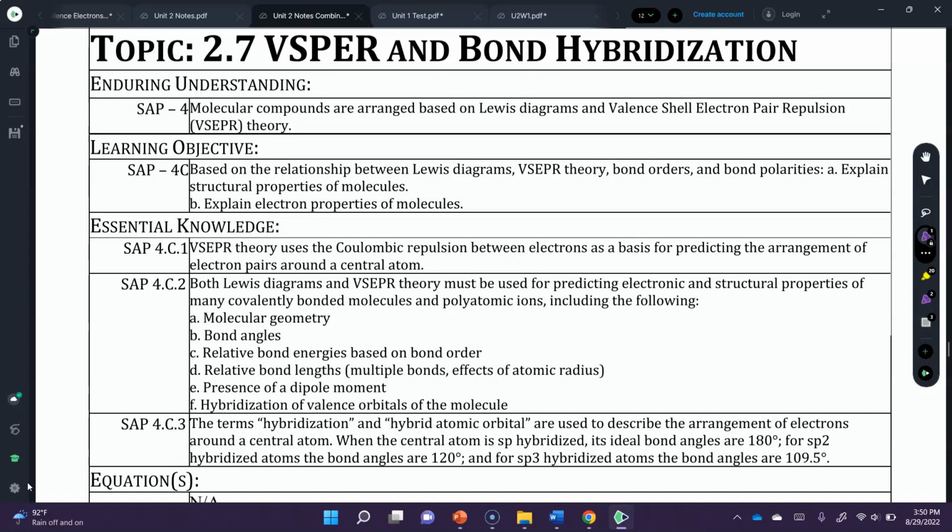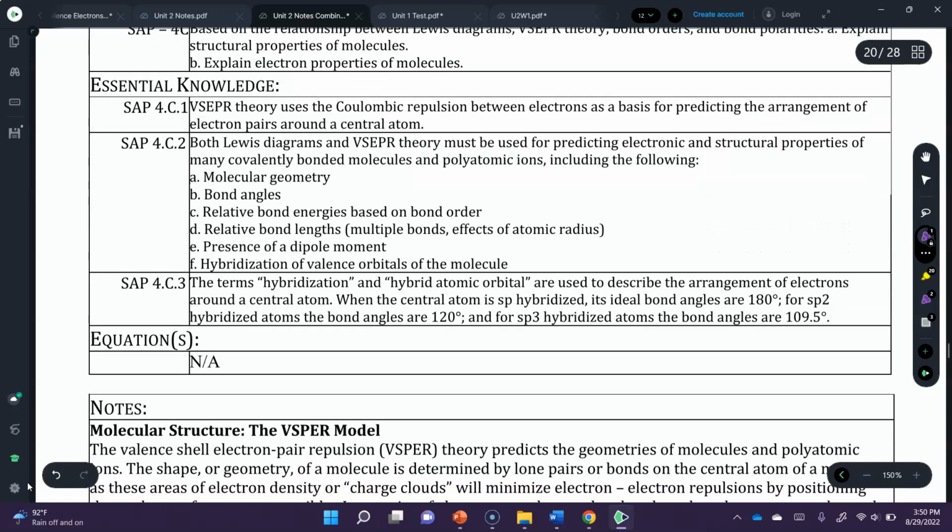So just as a heads up, the presence of a dipole moment means polarity, whether or not a molecule is polar, and the structure and VSEPR theory are useful for that. And then finally, the terms hybridization and hybrid atomic orbital are used to describe the arrangement of electrons around a central atom. When the central atom is sp hybridized, its ideal bond angles are 180, sp2 is 120, sp3 is 109.5, but these will vary depending on the presence of lone pair electrons.